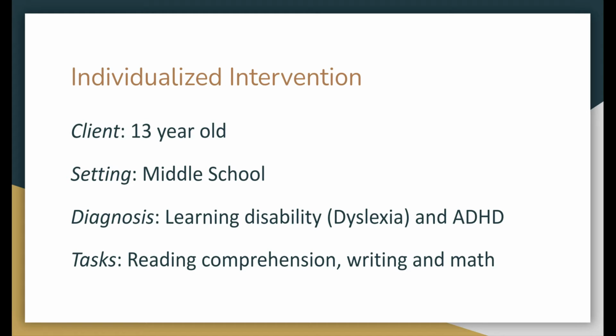For individualized intervention, let's say we have a 13-year-old in the middle school setting with the diagnosis of a learning disability, dyslexia specifically, and ADHD. His tasks are reading comprehension, writing, and math. So here are some ways that we would be able to incorporate UDL into this individual intervention plan.